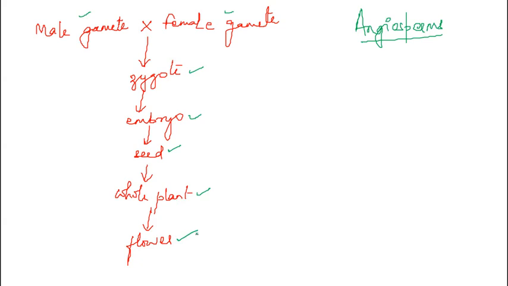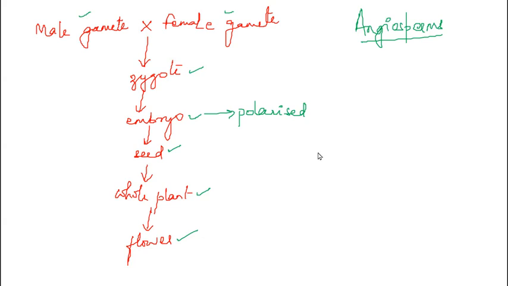Clear? Now, this embryo which is formed is a polarized embryo. That means this embryo has a polarized organization. The apical part of the embryo will form the shoot, and the lower part of the embryo will form the root. Clear?